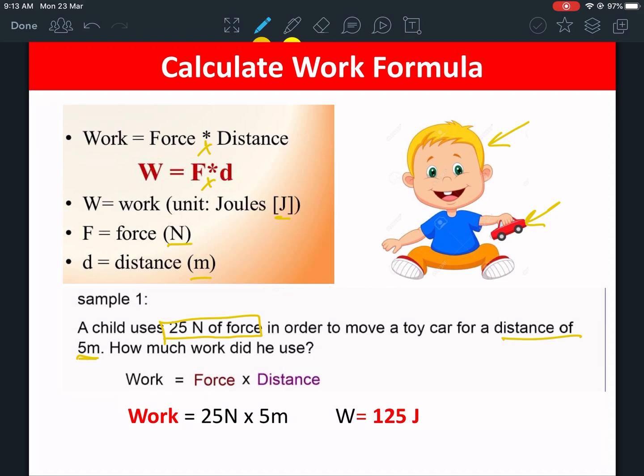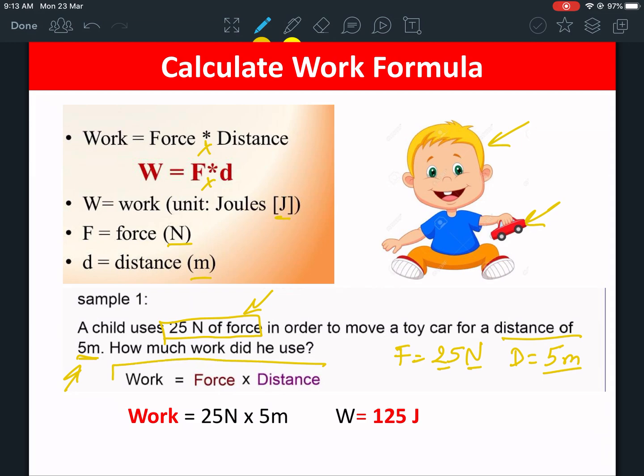So what we know right now is that the force is equal to how much? 25 newton. We always have to put the unit of measurement. We can't just write force equals 25. It has to be 25 newton. Okay, we also have the distance. How much is the distance equal to? You guessed it, 5 meters. I can't just say 5, I have to say 5 meters.